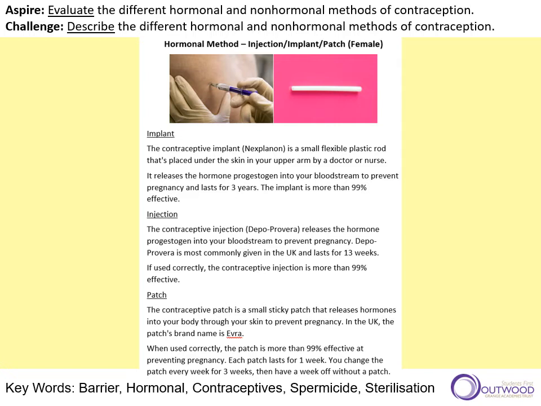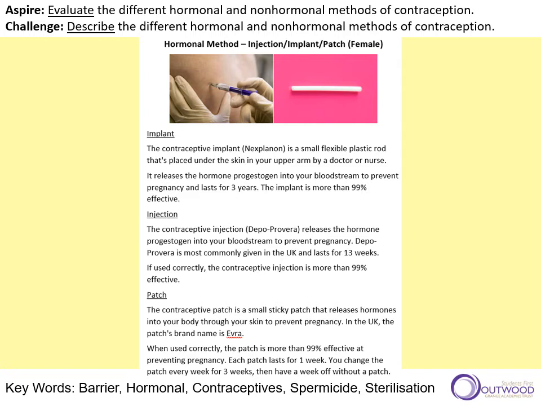So there's no planning involved as such. Well, there is long-term planning, but not any short-term. And the contraceptive injection is more than 99% effective. And then there is the patch. Again, hormonal. What does it do? It releases hormones through your skin. It is 99% effective. Each patch lasts for a week.